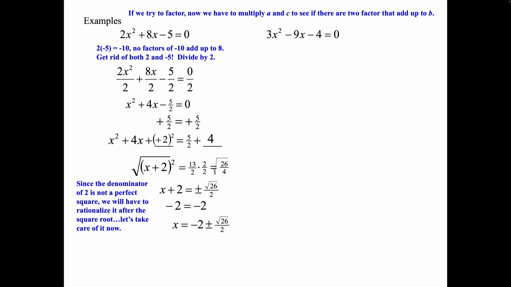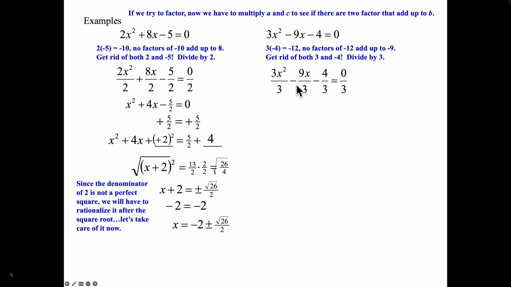All right, next example. We have 3x squared minus 9x minus 4 is equal to 0. Again, we're not going to panic. 3 times 4, or negative 4, is negative 12. There's no two numbers that add or subtract to be 9. 3 and 4, 2 and 6, nothing works to get to a 9. All right, we got to get rid of the 3. Divide everybody by 3.